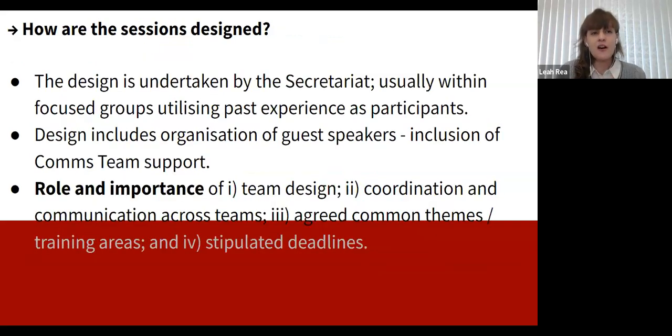So ultimately then, how are sessions designed? And as you've probably been able to gain from how I've spoken already, the design and delivery of the training component of simulation will be undertaken by that year's secretariat. And it's usually conducted around group settings, and it might be formalised smaller teams or more informal arrangements with secretariat members.